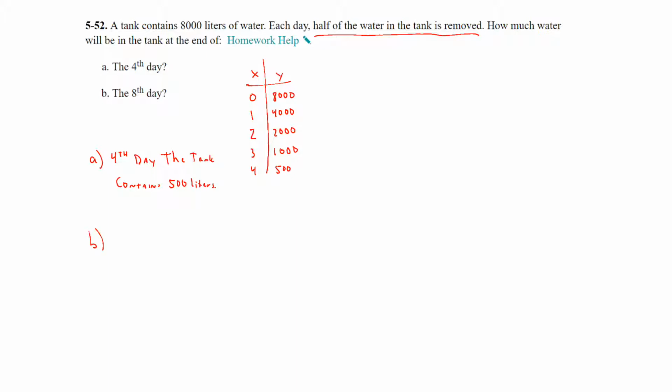Now the 8th day, we got to keep going. So extend the table out. On day 5, you're at 250. Day 6, half of that is 125. And if we're going to keep the decimals, we're going to keep taking half. We are going to create decimals at this point, so we'll keep those. 62.5, and then 62.5, take half of that. That's going to give you 31.25.